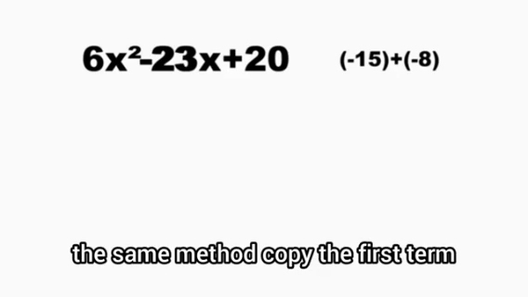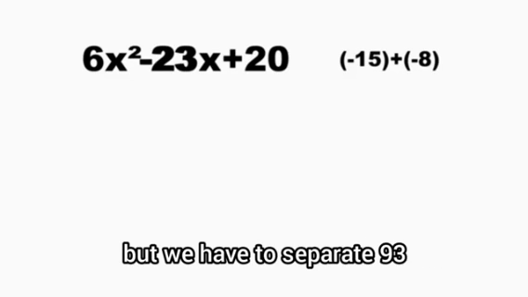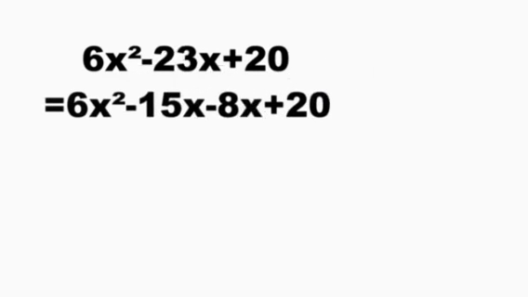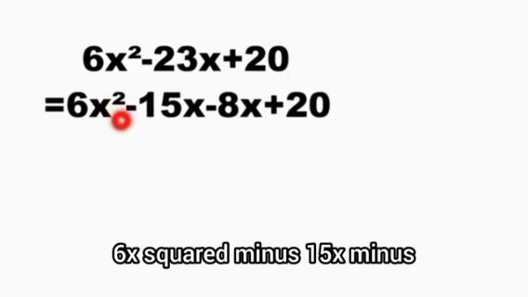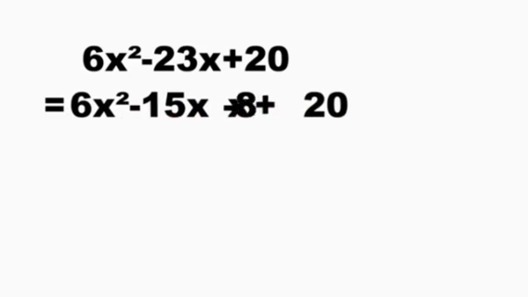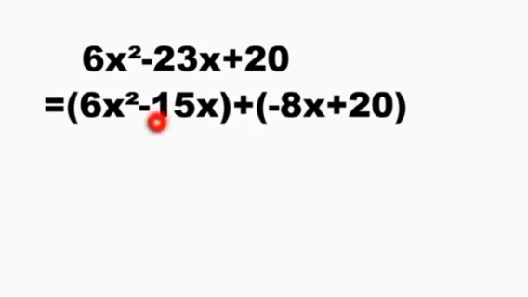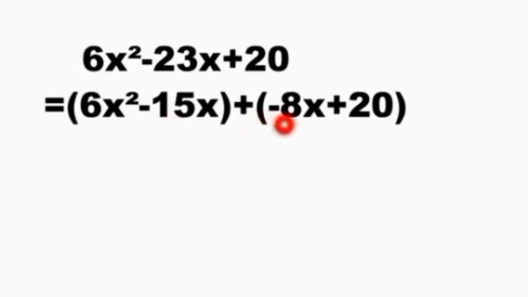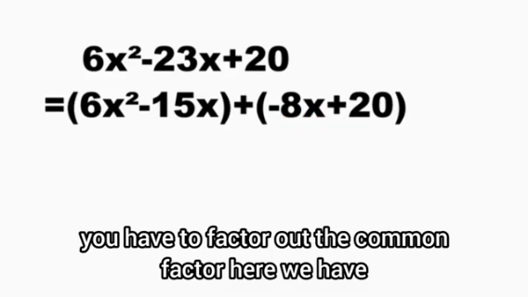We have to use the same method: copy the first term and the last term, but separate negative 23 into negative 15 and negative 8. Right here, 6x² minus 15x minus 8x plus 20. Group this one: 6x² minus 15x, and minus 8x plus 20, and we have to factor out the common factor.